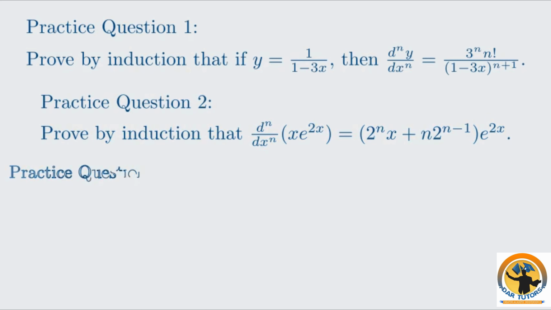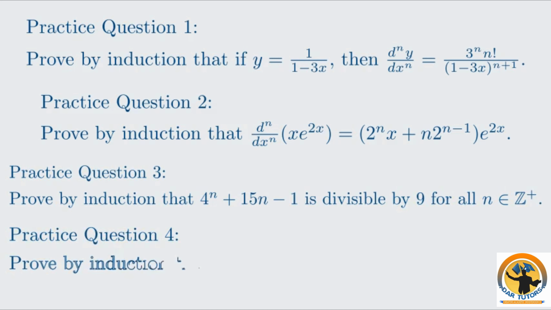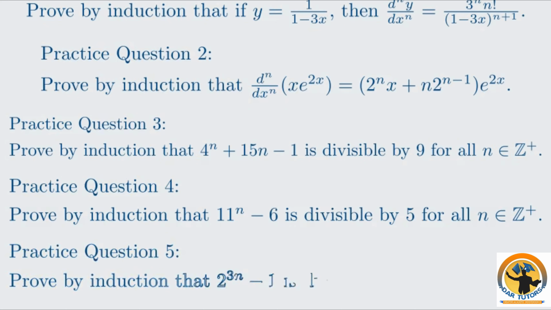Question 3. Prove by induction that 4^n + 15n − 1 is divisible by 9 for all positive integers n. Question 4. Prove by induction that 11^n − 6 is divisible by 5 for all positive integers n. Question 5. Prove by induction that 2^(3n) − 1 is divisible by 7 for all positive integers n.